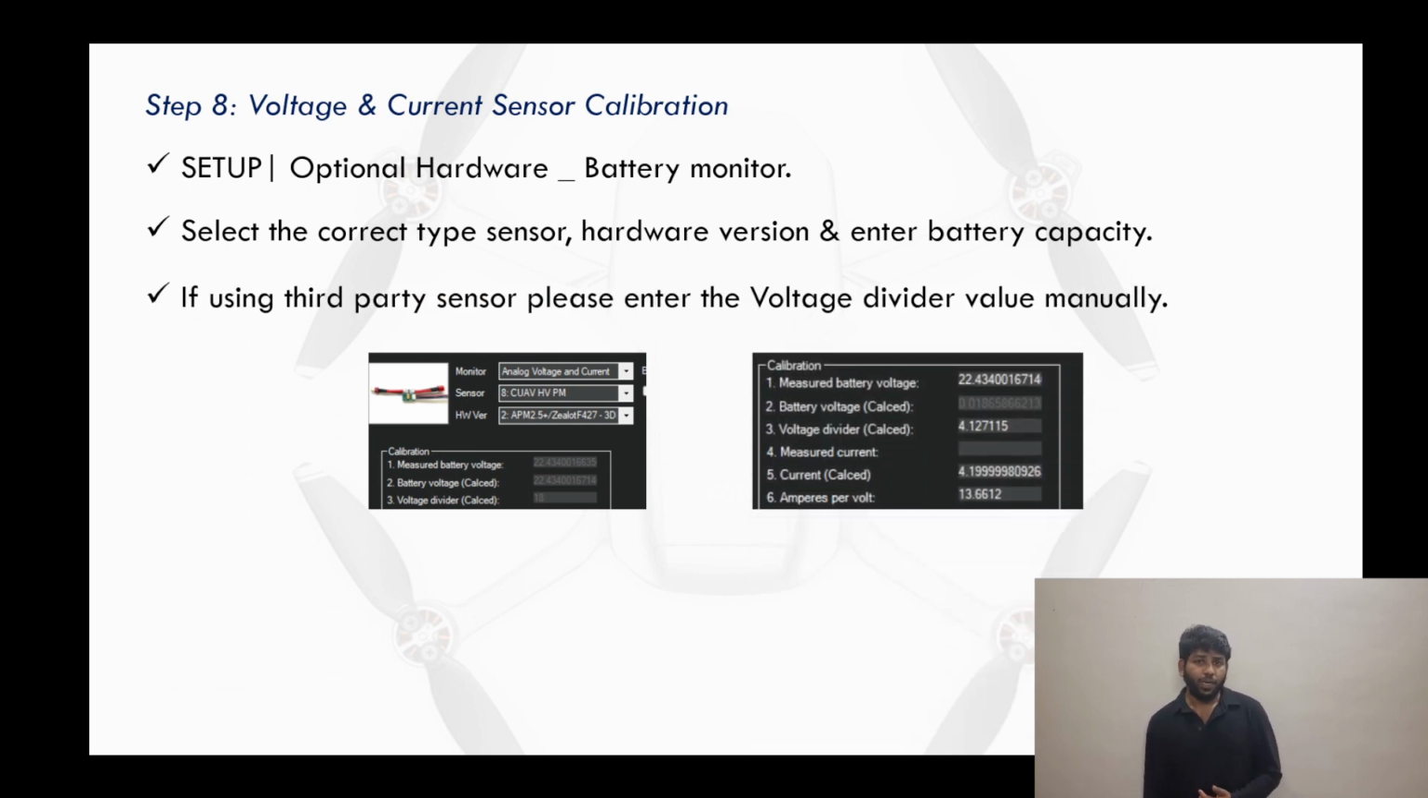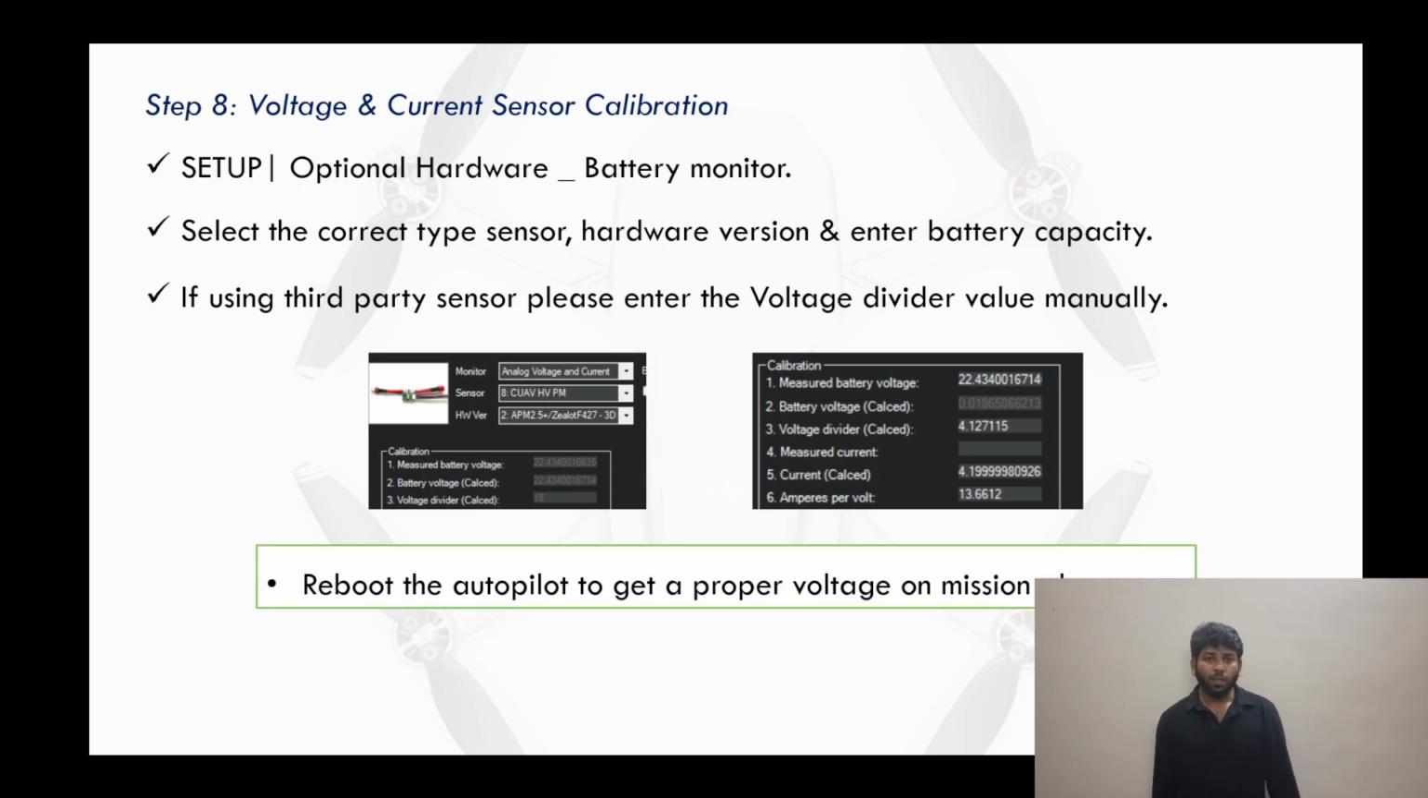If utilizing third-party sensors, manually enter the voltage divider value as it is required. Finally, reboot the autopilot to ensure proper synchronization and accurate voltage reading in Mission Planner. By following these steps, you will effectively configure the voltage and current sensor settings, providing essential information for monitoring and managing the battery information during flight.